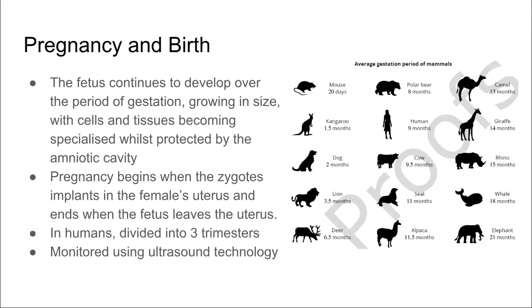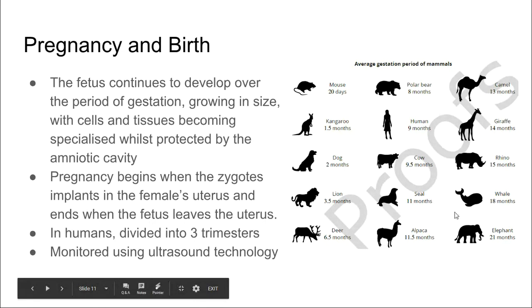So the last process, which is the pregnancy and the birthing of the fetus, does in fact occur after that fetus has developed into the right size and having all the cells and tissues that are specialized. But whilever it's continuing to develop, it's within the amniotic cavity, which provides it with some protection. In humans, we have our pregnancy length divided into 3 trimesters, and we monitor this using ultrasound technology. But we can see on the right that there is a varying period of gestation based on the animal, and we can see, pretty unlucky to be an elephant, 21 months the female is pregnant before she does in fact give birth.